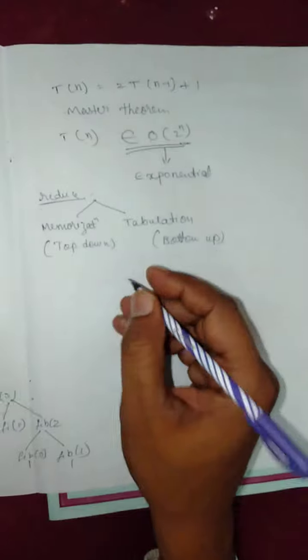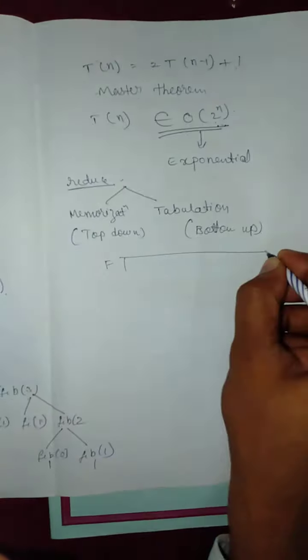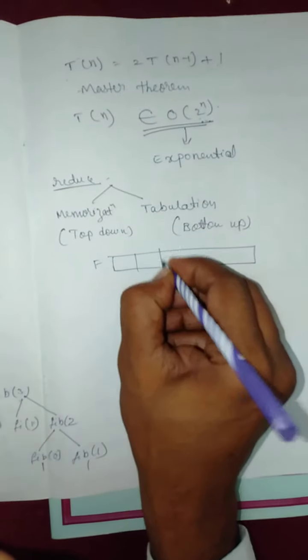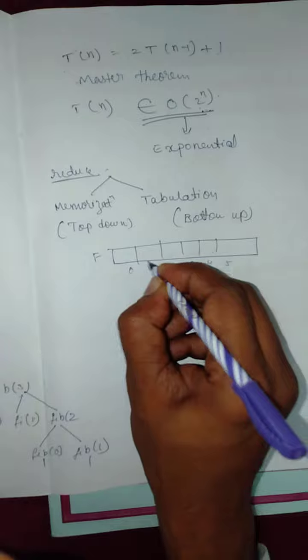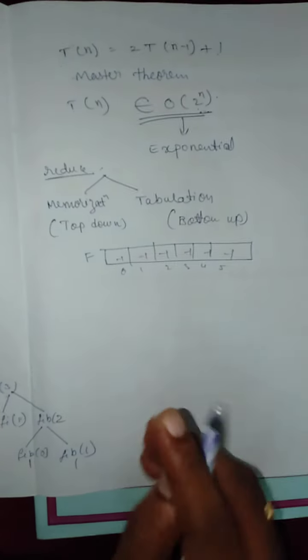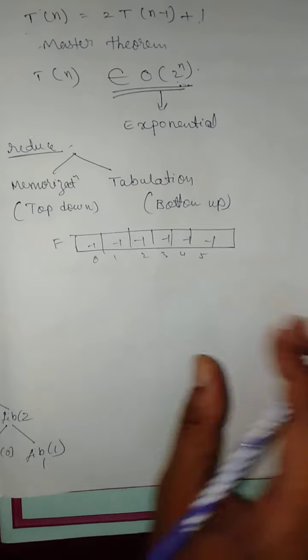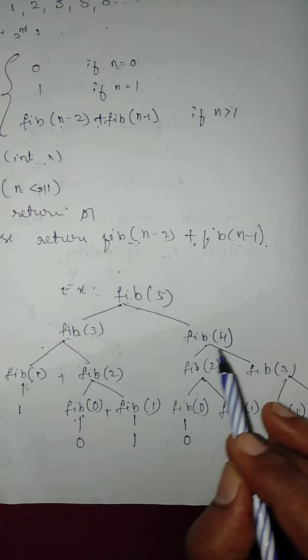So how can this memoization be done? Okay. So let us use one global array f, with indices 0, 1, 2, 3, 4, 5, and I will initialize all the values to -1. Okay. So when I call the function fib of 5, it calls fib of 3 and fib of 4, isn't it?